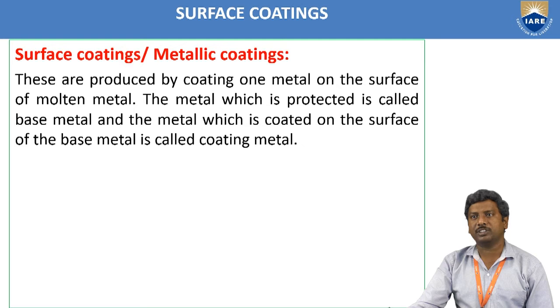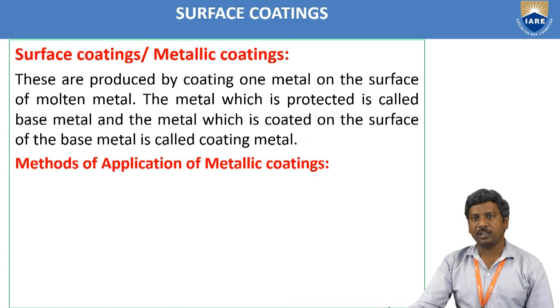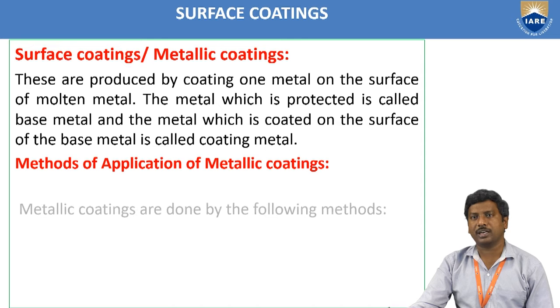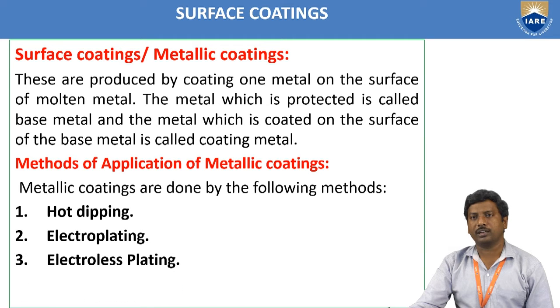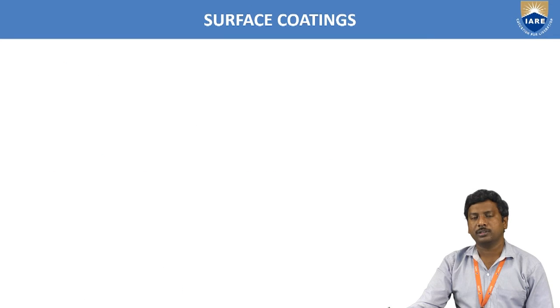The metal which is protected is called the base metal, and the metal which is coated on the surface of the base metal is called the coating metal. What are the methods of application of metallic coatings? Metallic coatings are done by the following methods: first hot dipping, second electroplating, and third electroless plating. These are the methods of surface coatings.